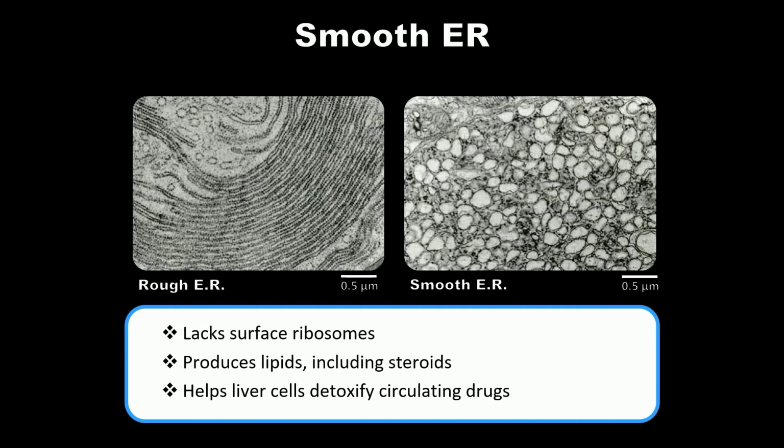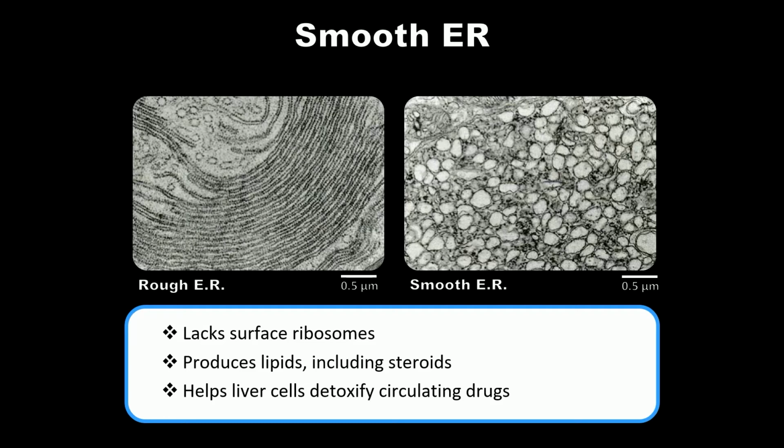Now on this next slide, you can see a micrograph of the rough and smooth endoplasmic reticulum. So here is the smooth endoplasmic reticulum, and here is the rough. All these little dark dots are ribosomes. So let's talk a little bit about ribosomes. Ribosomes are responsible for protein synthesis.